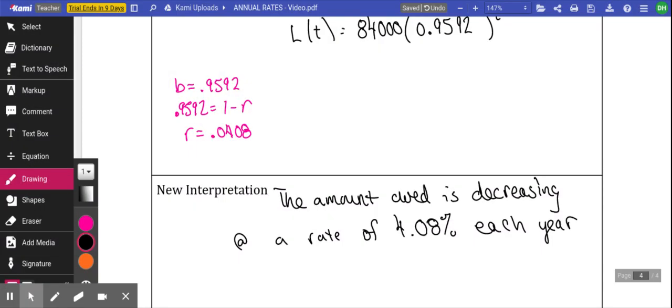And I guess that kind of ties in with the title. Our title was annual rates. So, what's happening? What is our percent change each year? And so taking what we know about every 2 years or every 5 years or every 8 years and kind of working backwards to figure out what that percent change is going to be each year.